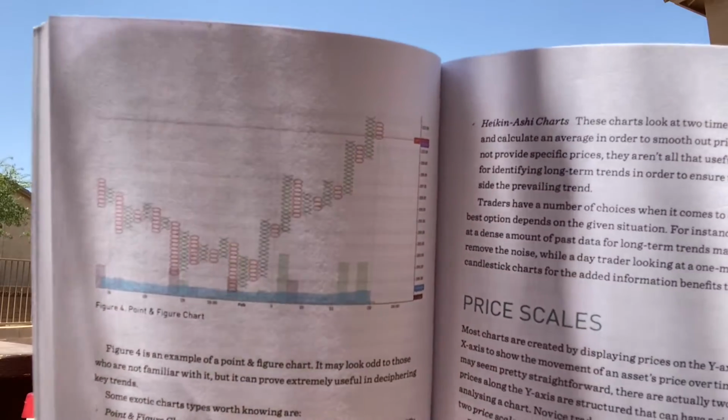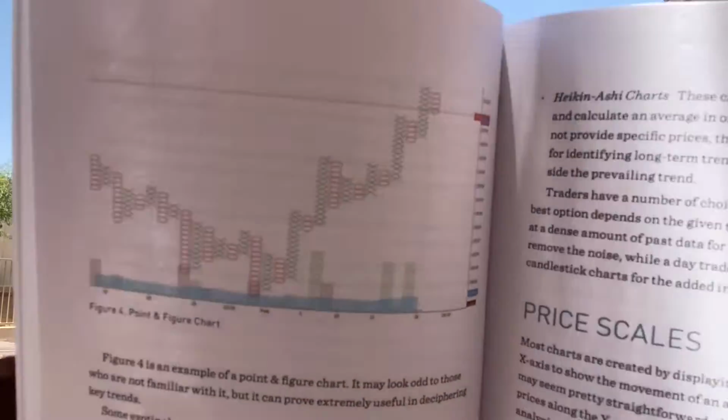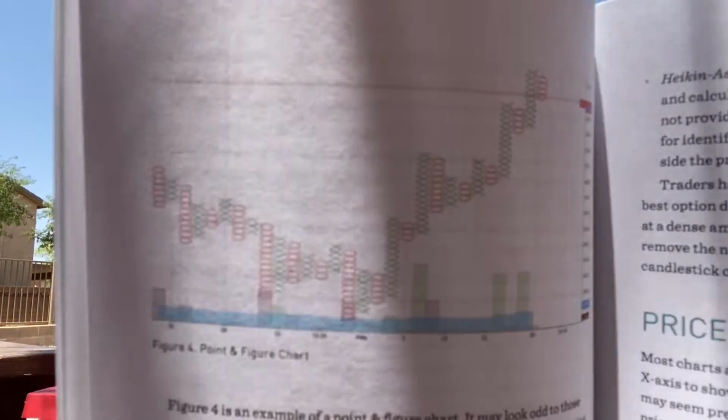Figure 4 is an example of a point and figure chart. It may look odd to those who are not familiar with it, but it can prove extremely useful in deciphering key trends. All right, hopefully that was visible enough.